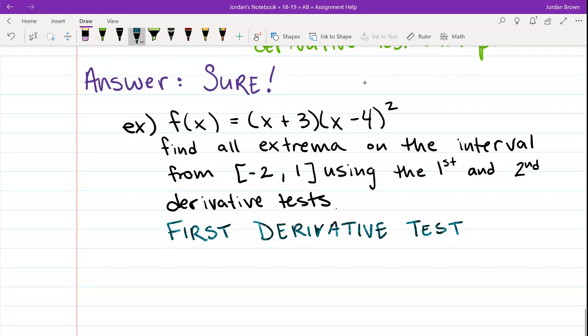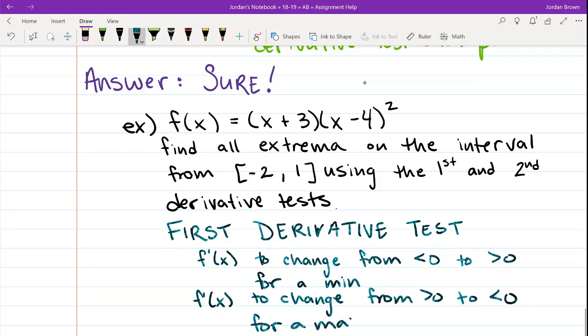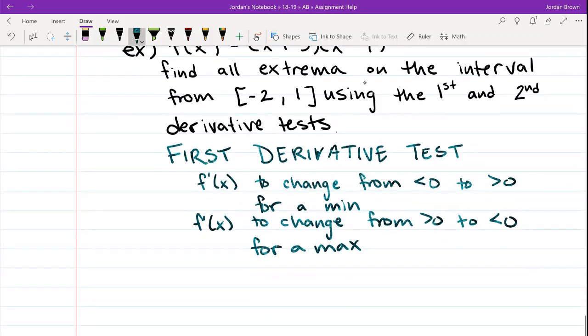So the first derivative test, you're going to want f prime of x to change from less than 0 to greater than 0 for a minimum. Or you're going to want f prime of x to change from greater than 0 to less than 0 for a max. That's first derivative test.